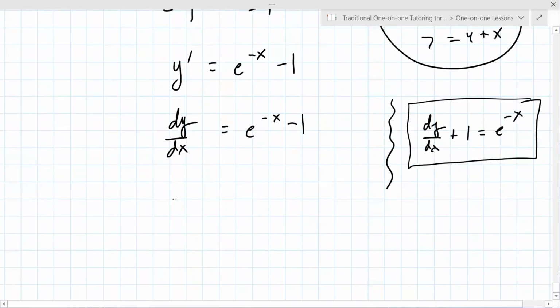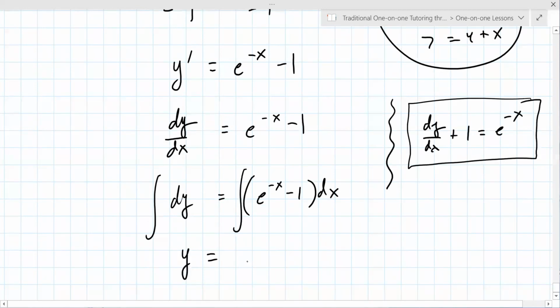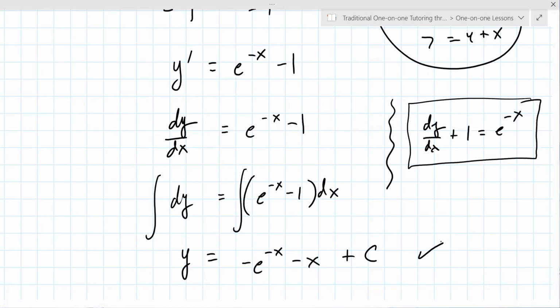So integral dy equals integral e to the minus x minus 1 dx. y equals minus e to the minus x minus x plus C. Okay. Not too bad. All right.